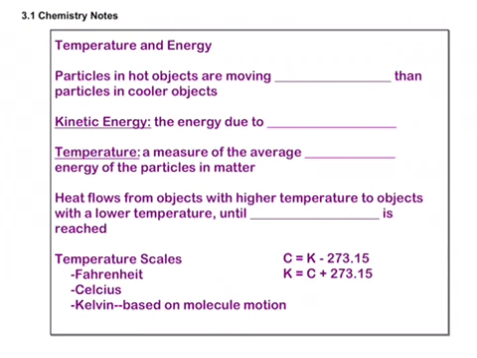Temperature and energy, we've talked about this before too. Particles in hot objects move faster than particles in cooler objects. This is your kinetic energy, which is the energy due to motion. So our kinetic energy will increase when temperature increases. Temperature is the measure of average kinetic energy of the particles in matter. Heat will always flow from objects with high temperature to objects with lower temperature until we reach an equilibrium.